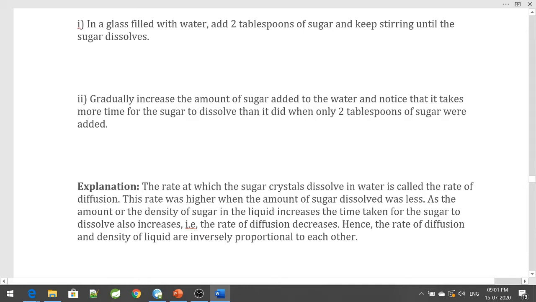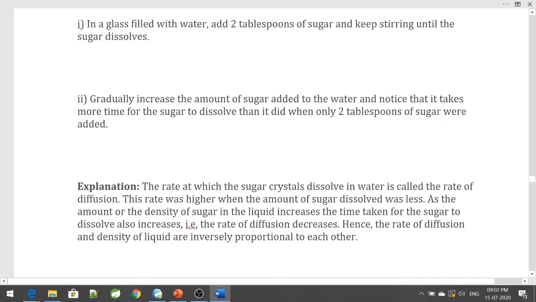This rate was higher when the amount of sugar dissolved was less. As the amount of sugar, the density of sugar, increases, the capacity of the water to dissolve the sugar is decreasing. So as the density of the sugar in the liquid increases, the time taken for the sugar to dissolve also increases. That is, the rate of diffusion decreases. Hence, the rate of diffusion and the density of liquid are inversely proportional to each other.